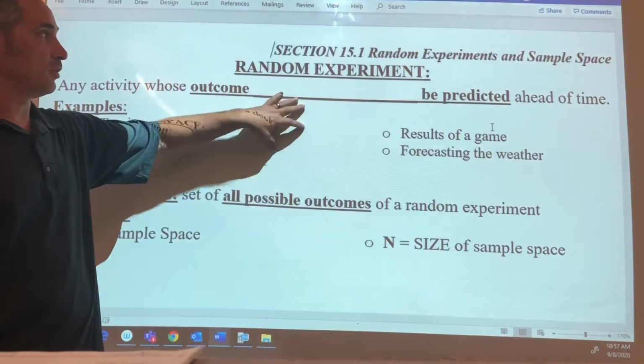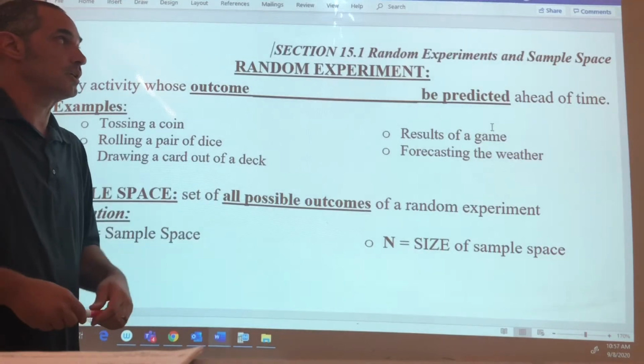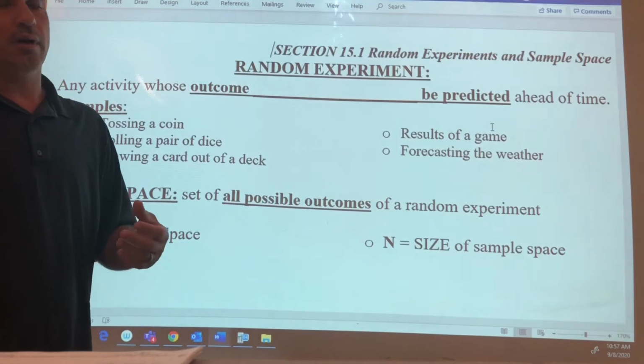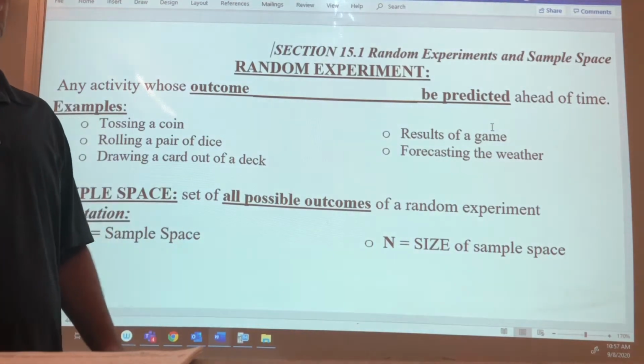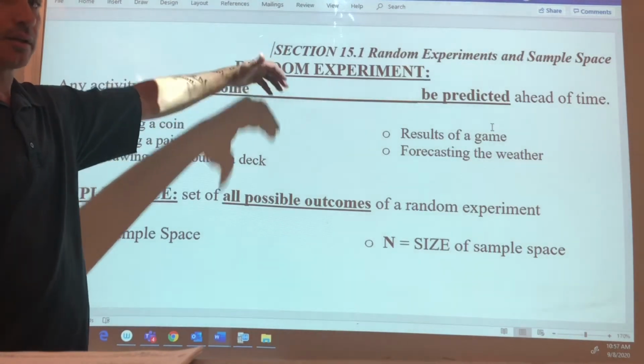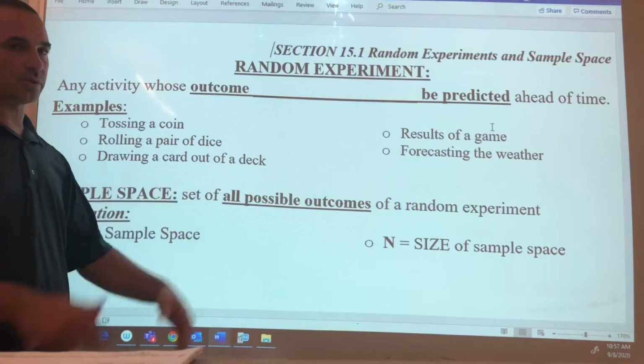All right, we're gonna take some notes. It's called section 15-1, random experiments in sample space. We have a new curriculum that started this year, and so this was something that was traditionally taught at the end of the old curriculum. So since the curriculum has shifted, this is just at the beginning.